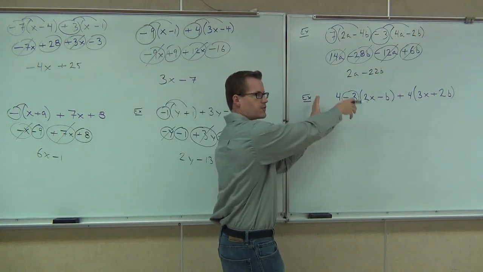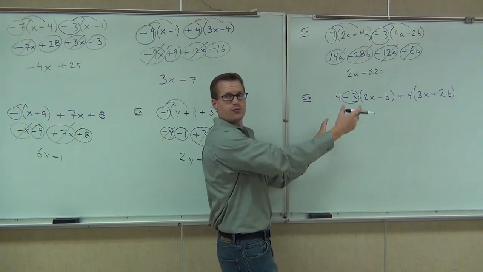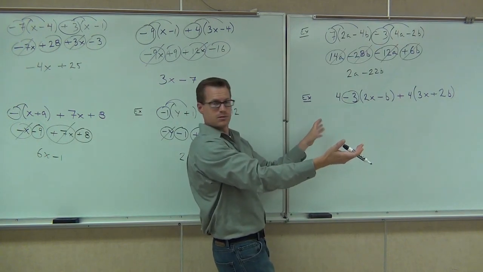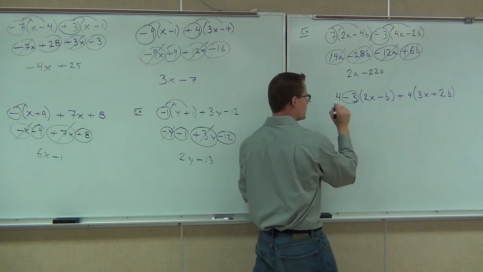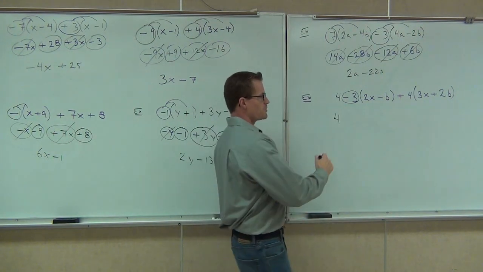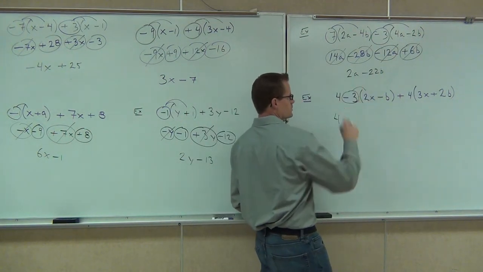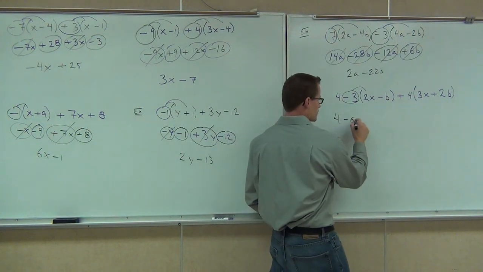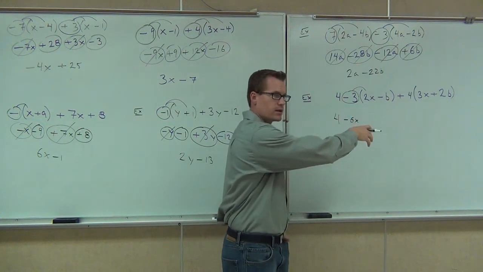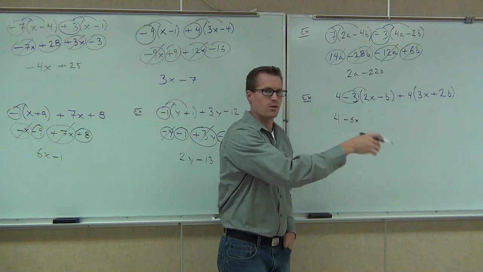What's the first thing I need to write, folks? 4. Why the 4? Because we haven't done anything with it. Might as well be there. And then we're going to distribute. What's the first term we get when we distribute? Negative 6x. Perfect. This is the one that everyone's going to get right. If you just bring down the minus, you're going to have that part. Let's work on the second part.